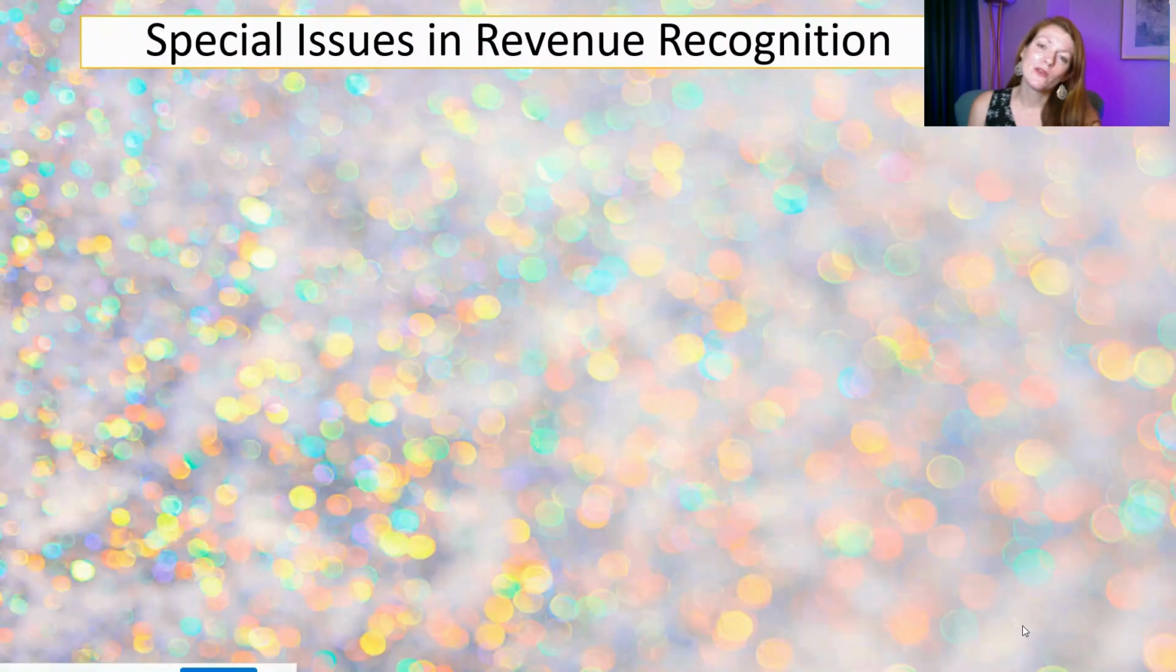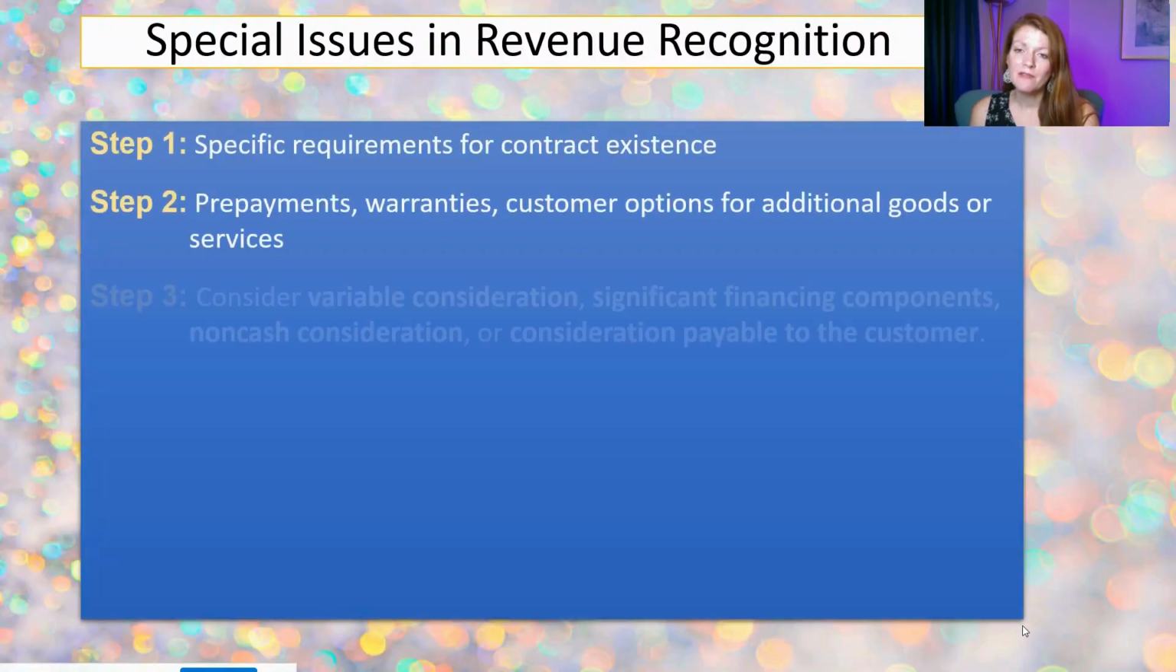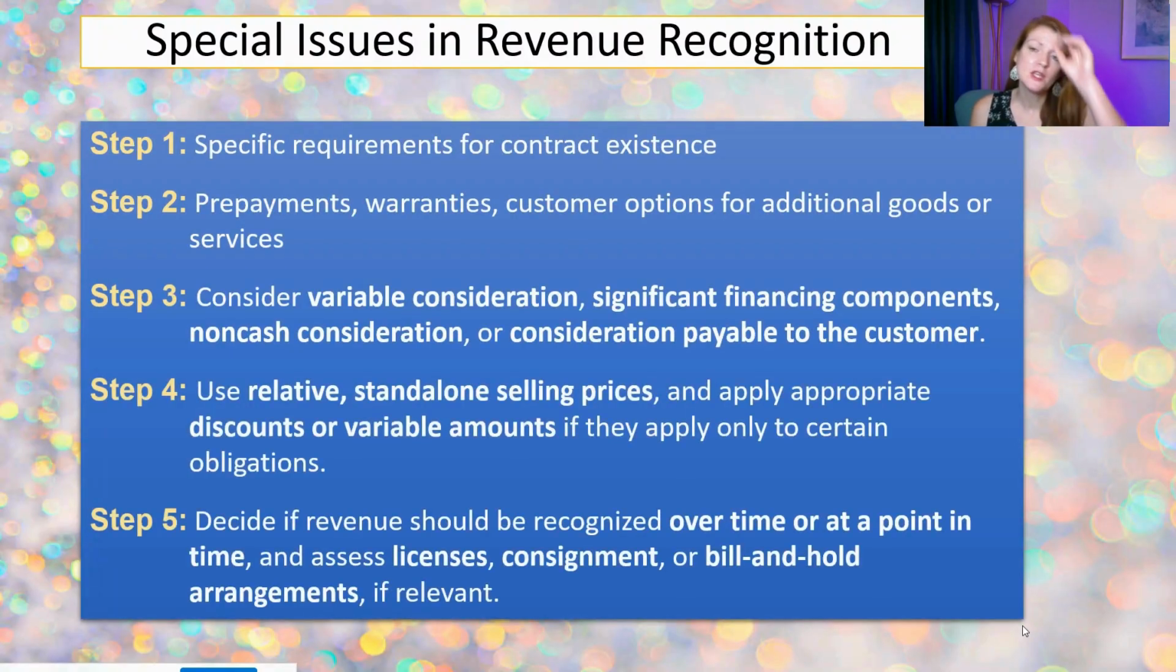So in this video, we are going to get into things that are a little more complicated, special issues in revenue recognition. So we have the 5 steps, but here we've got 5 steps with special issues to consider. So we know step 1, specific requirements for contract existence. Step 2, the prepayments. There could be warranties, customer options for additional goods or services. So some things that we could consider in special situations. Step 3, consider variable consideration, significant financing components, non-cash consideration, and consideration payable to customer.